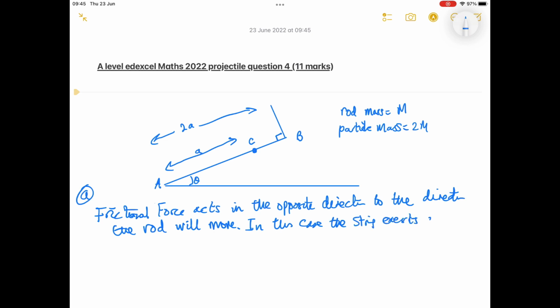So, any of these type of questions, that's how you've got to look at it. Which direction is the horizontal force, and what is the frictional force opposing, because it's going to be in the opposite direction.